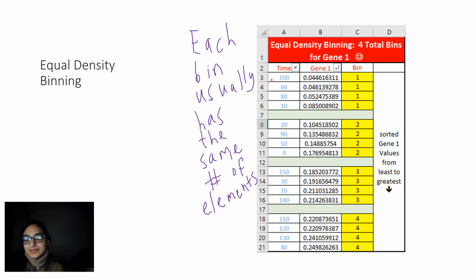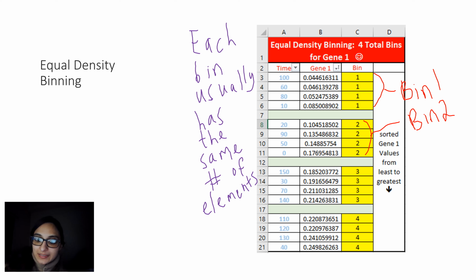So here we have 4 elements here, 4 elements here, 4 elements here, and 4 elements here, and we sort the gene 1 values from least to greatest. That's what we're doing over here: I sorted it from the minimum value all the way down to the maximum value, and the time points are all shuffled around based on that. I first sorted them and said, okay, these first 4 belong to one bin. The next 4 belong to the other bin. These next 4 belong to bin 3. And these last 4 belong to bin 4.